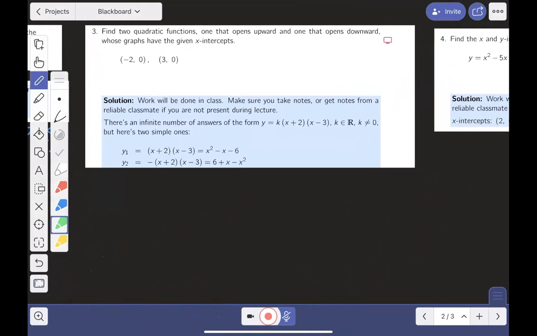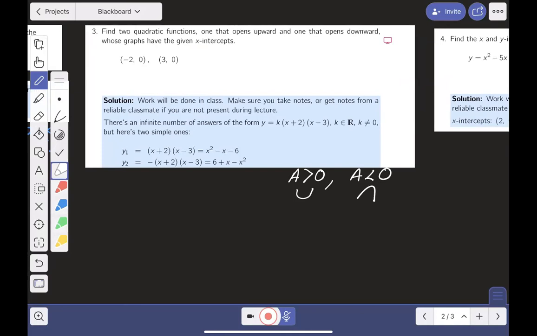All right, so I want to read it to you. It says, find 2 quadratic functions, one that opens upward. Now, I repeat this over here. If it opens upward, the coefficient a has to be positive. If it opens downward, the coefficient a has to be negative. All right. Now, what do they give me? They give me X-intercepts. That's all they give me, not a vertex, not a Y-intercept, but X-intercepts. Now, what do I know about that?